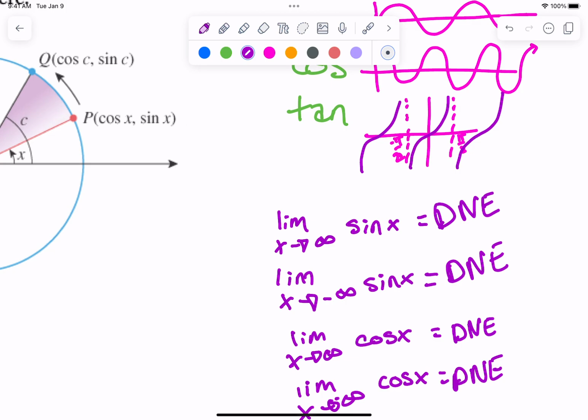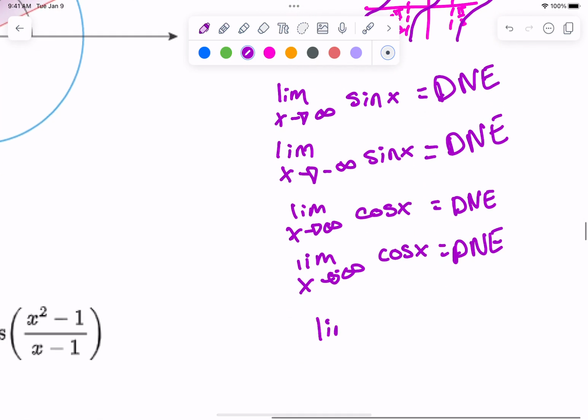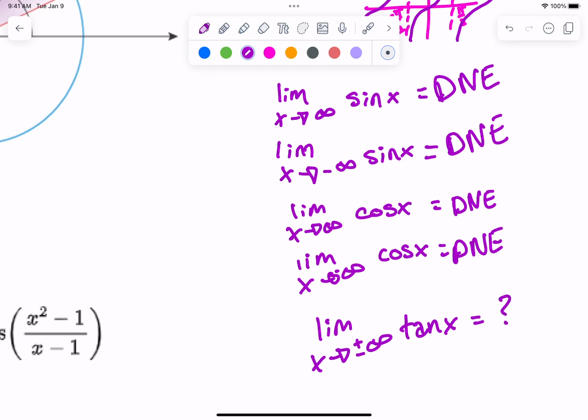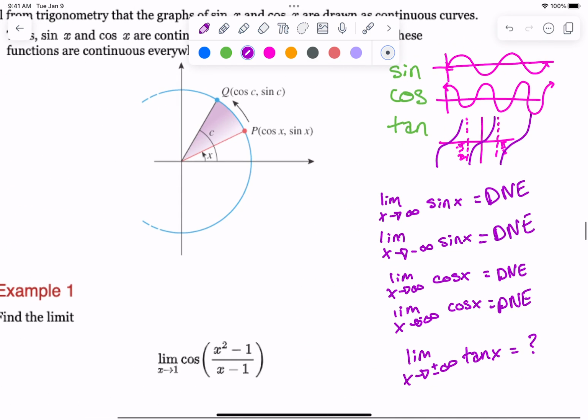Because it's not continuously going. It's having little breaks where the vertical asymptote bars are. I would venture to say the limit does not exist for tangent as well, just because it has those vertical asymptotes that separate it. I don't know. I'm going to put a question mark by it. I'll look that up. Google, maybe.